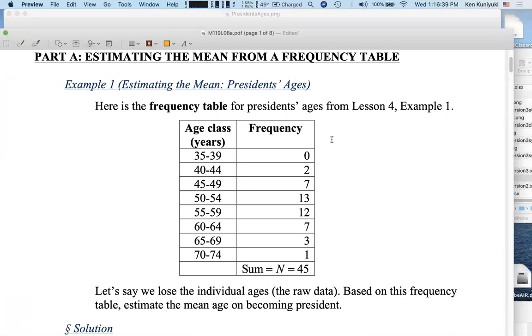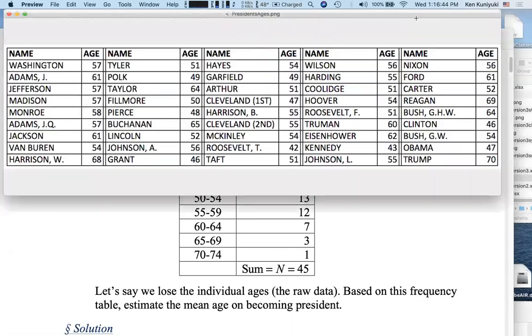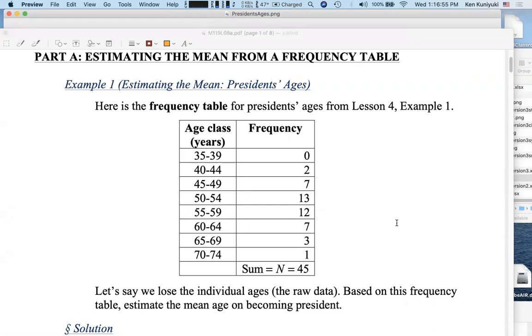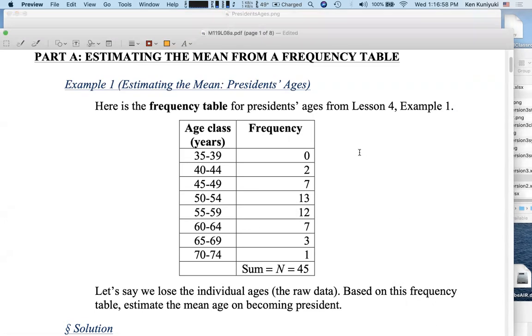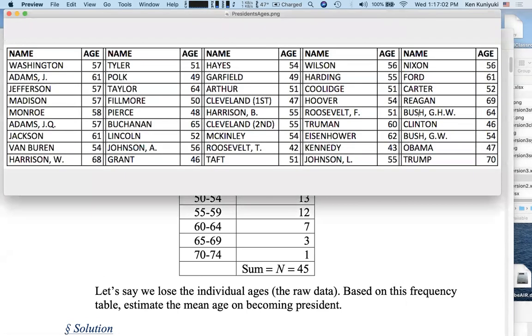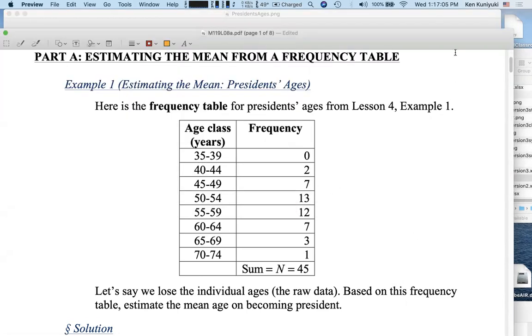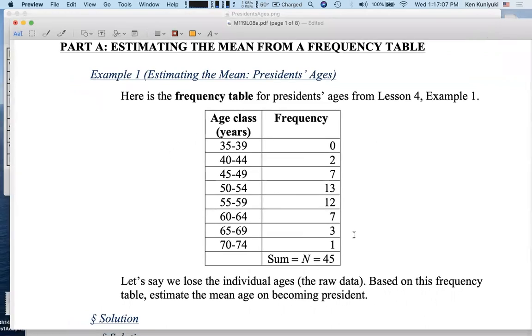But now let's say that we want to estimate the mean age, the average age. And let's say that we don't want to take all 45 of these ages, add them up and divide by 45. Maybe we don't have time for that. We don't have Excel available. Or maybe we've lost the original data set and we're left with this frequency table. So if we just have the frequency table, how can we estimate the mean if we've lost the original data? Just based on the frequency table alone, how could we estimate the average age of a president when becoming president?